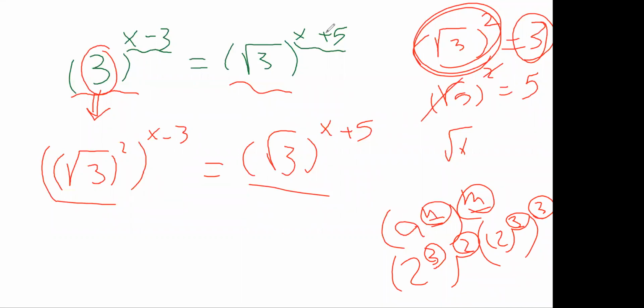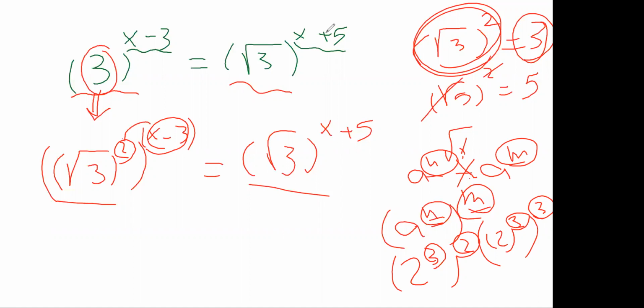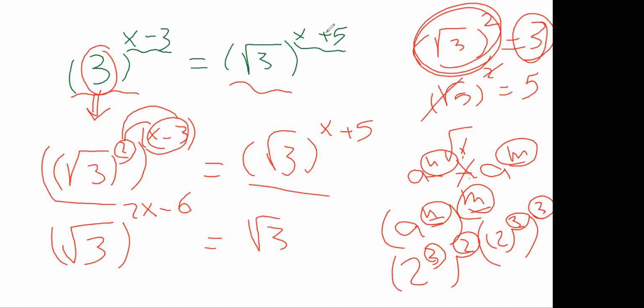We said last time, if it is multiplication with the same base, I will add the powers. And if it is division, I will subtract the powers. So here I have a number with a power, and another power. So you have to multiply 2 times x and 2 times negative 3. So it will be 2x, and 2 times 3, negative 6. So this power becomes 2x minus 6, with this one as it is, x plus 5.